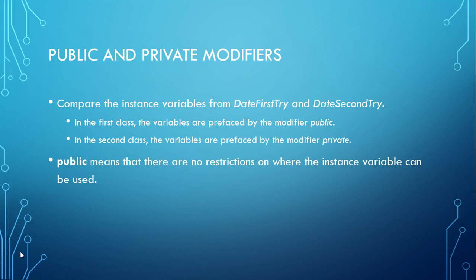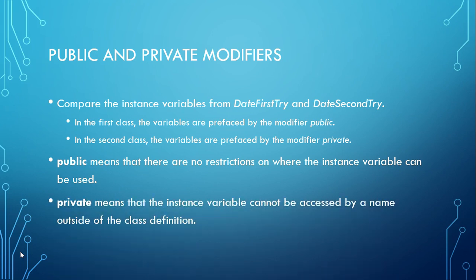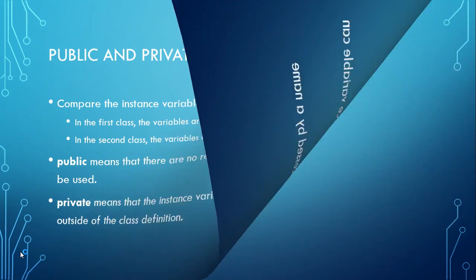Recall that public means that there's no restrictions on where the instance variables can be used. Whereas I can use them in the main class, DateFirstTry, I could also technically use them in DateFirstTryDemo. Private, on the other hand, means that the instance variable cannot be accessed by a name outside of that class definition. So with DateSecondTry, since I have private int day, if I tried to call what day was stored in DateSecondTryDemo, I would have gotten an error.